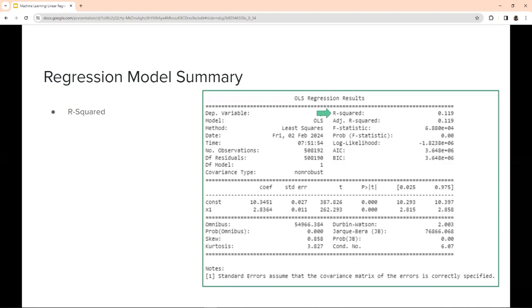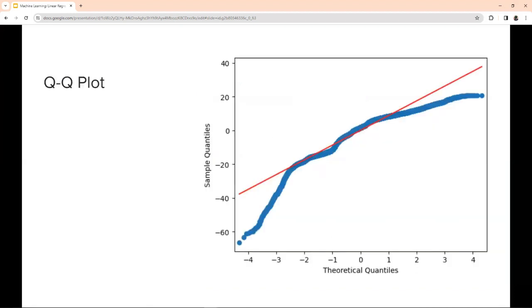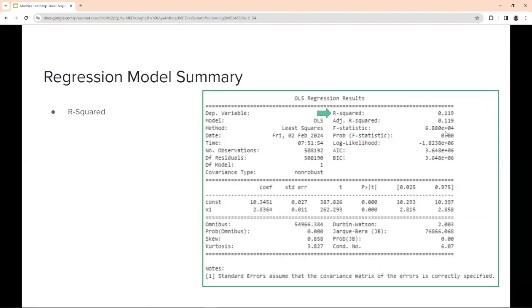So, and then we have adjusted R squared. Okay, we don't have that, but adjusted R squared essentially takes into consideration the number of predictors used in the model, right? It's usually smaller than the R squared.